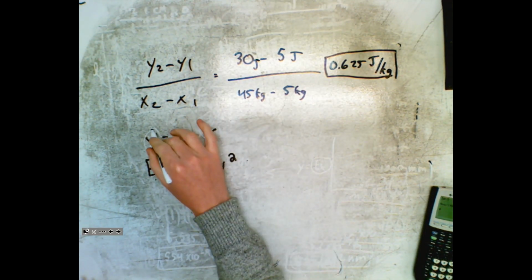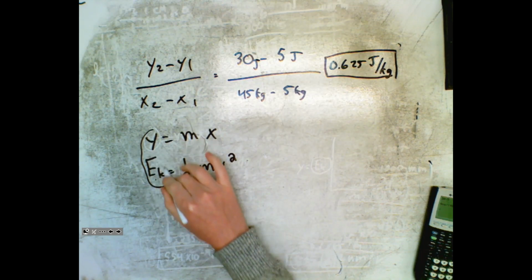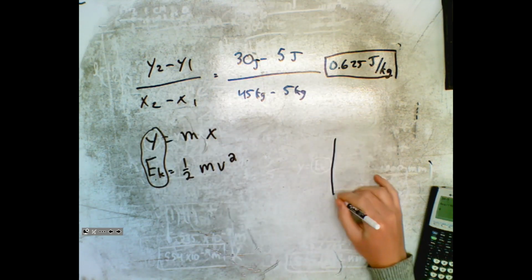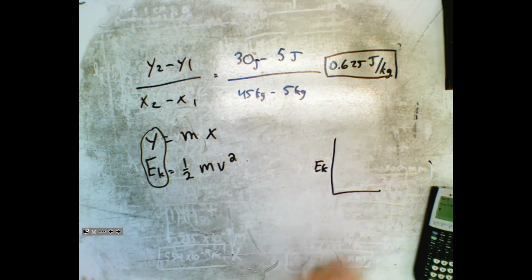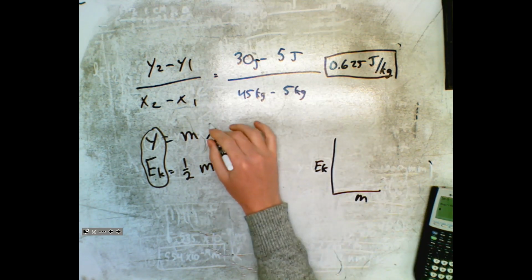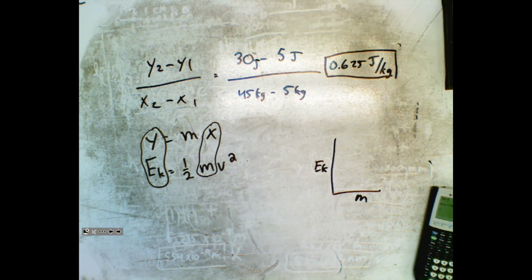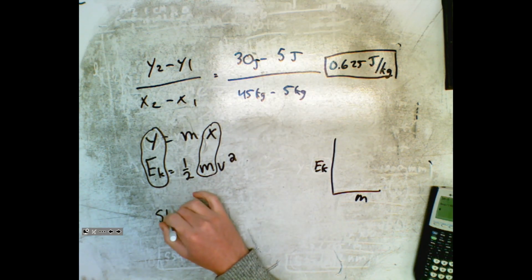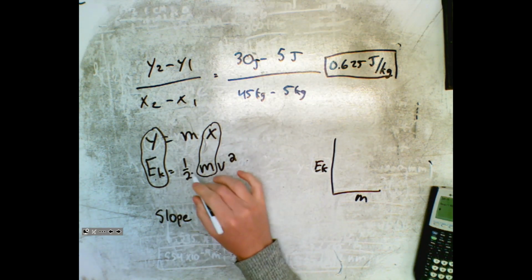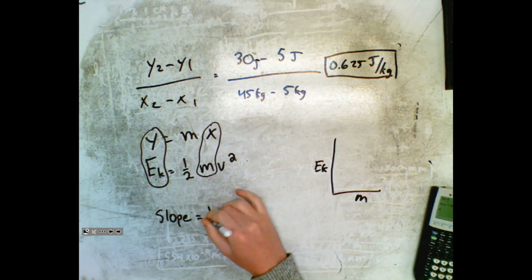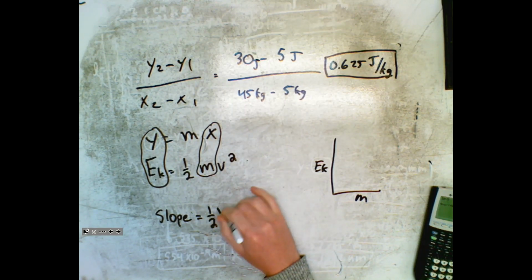All that I do is I say in my graph, my y value is EK, right? Remember that my y value is EK. And my x value was mass. So my slope is going to be equal to everything I didn't circle. So I didn't circle 1/2, and I didn't circle v squared. So my slope is equal to 1/2 v squared.